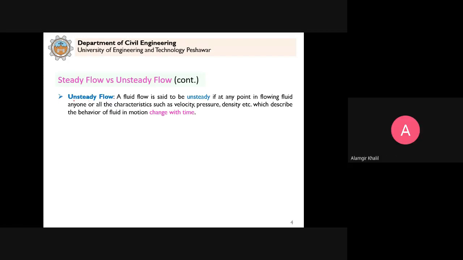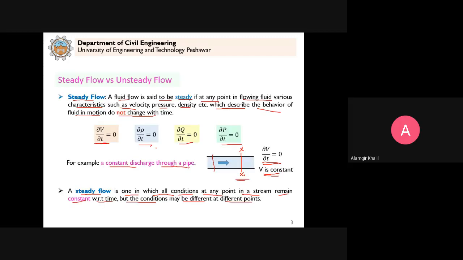Next, here is a question: what is the difference between steady flow and laminar flow? Steady and unsteady flow is about whether characteristics change with respect to time. Laminar flow is a flow regime. We cannot combine two concepts.